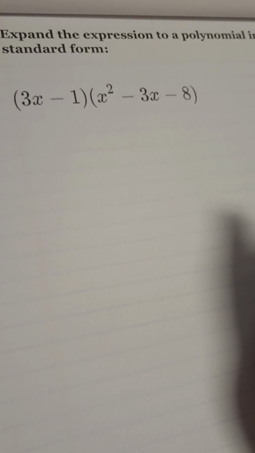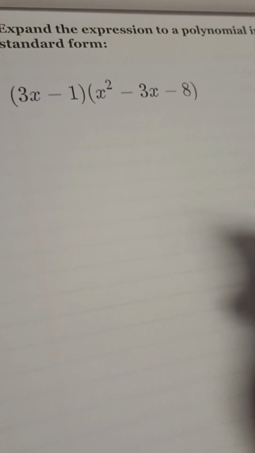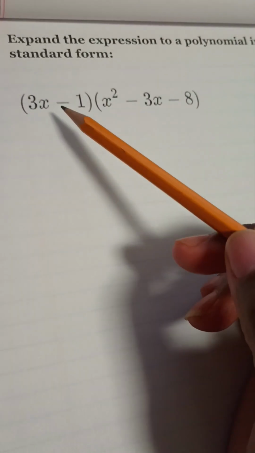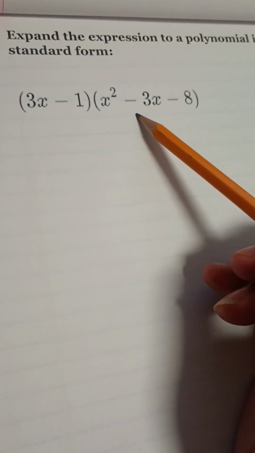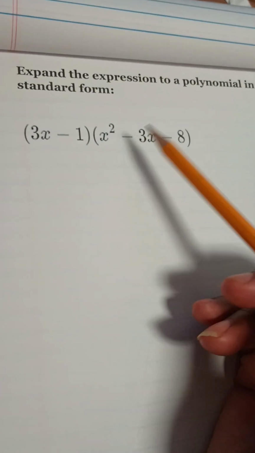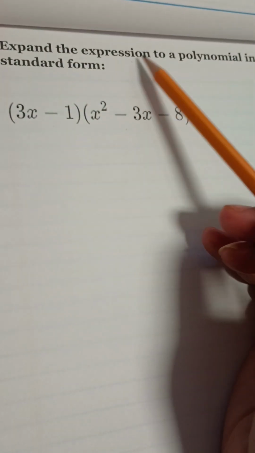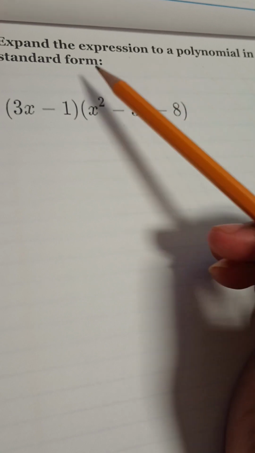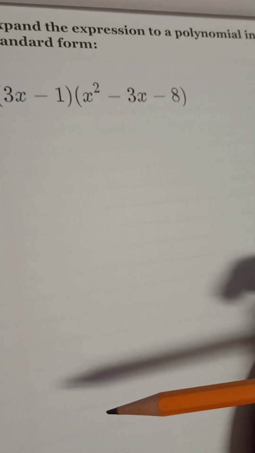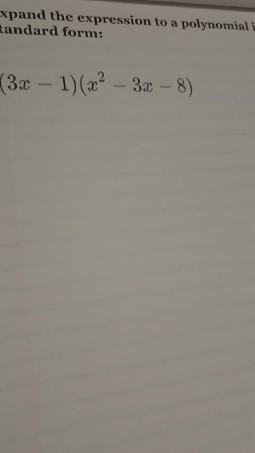Today we are going to multiply polynomials. So here I have a binomial multiplying by a trinomial. What does the problem ask to do? It says expand the expression to a polynomial in standard form. So I'm going to show you guys how to do this, right?